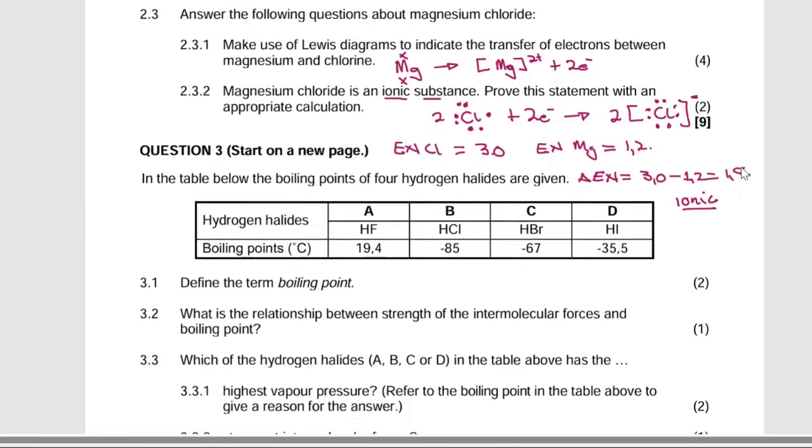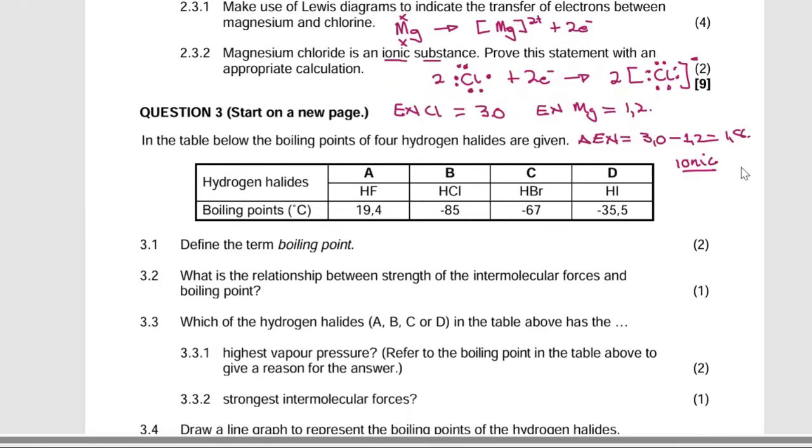Then moving on to question 3. Question 3 reads: in the table below, the boiling points of 4 hydrogen halides are given. So we're given the boiling points of 4 hydrogen halides. Then they're saying define the term boiling point. So this is the table that we're having, the boiling points of the hydrogen halides HF, HCl, HBr, as well as HI. So the first thing we are supposed to do is define the boiling point.